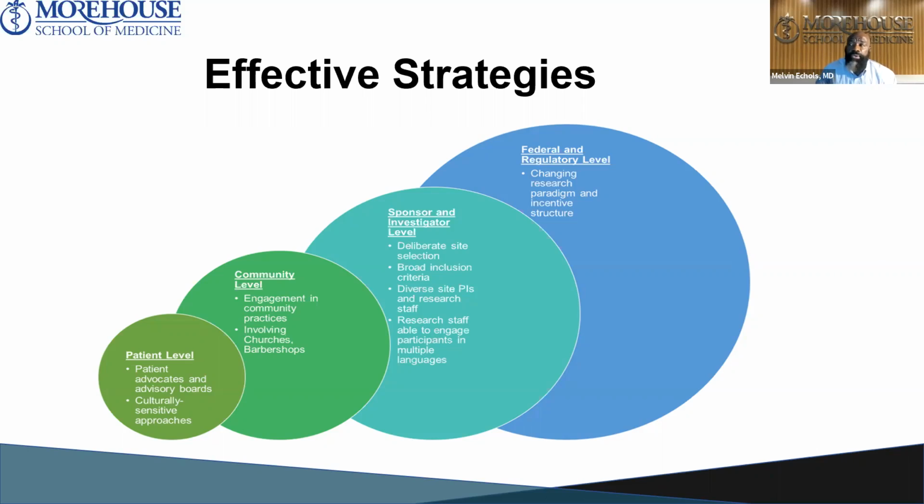And then at the federal and regulatory level, you want to change the research paradigm. That comes with a whole lot of different things. That comes with changing the incentive structure for actually taking on clinical trials. It's easy to say that a site PI is just enrolling in clinical trials, and it can be a thankless job, right?